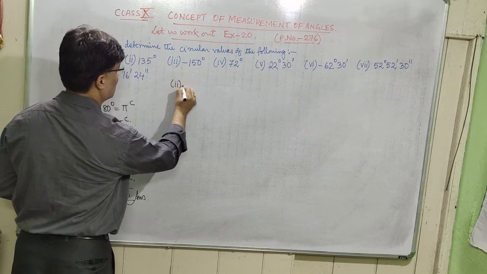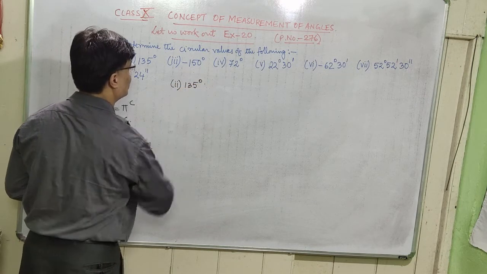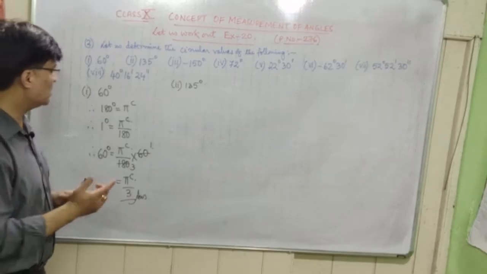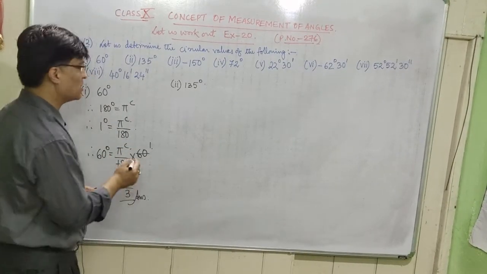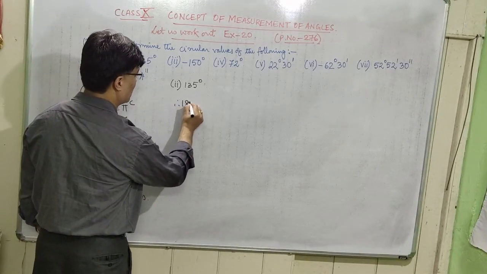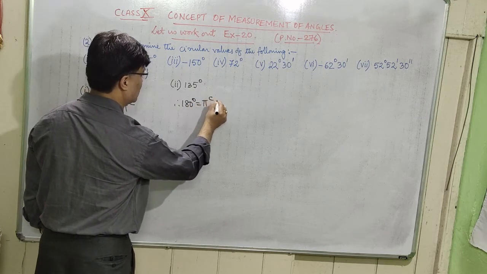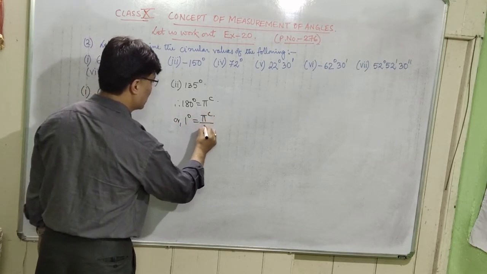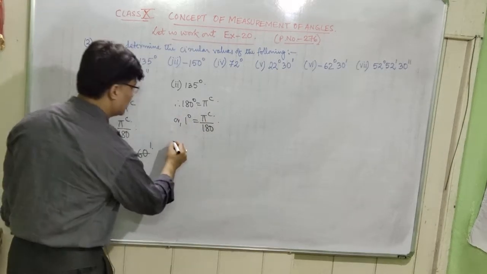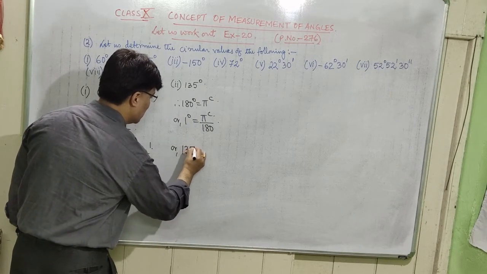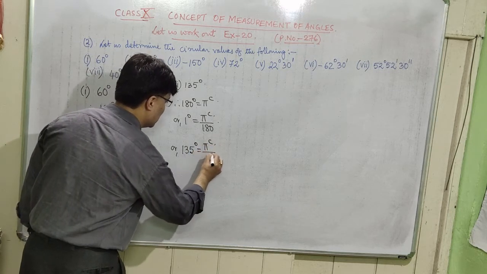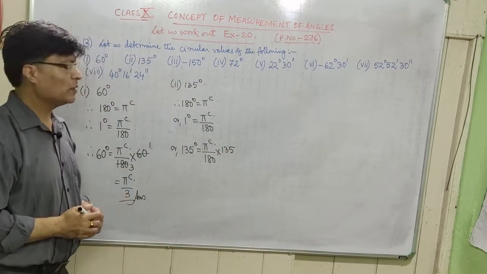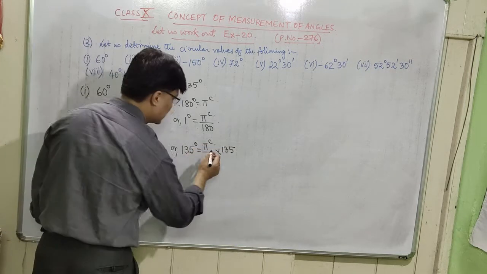Number 2 is 135 degree. You have to convert this 135 degree in terms of radian, isn't it? So you will write 180 degree is equal to pi radian, or 1 degree is equal to pi radian divided by 180, and then 135 degree in terms of radian is equal to pi radian divided by 180 into 135. Okay, so you can cancel 135 and 180 by 5.